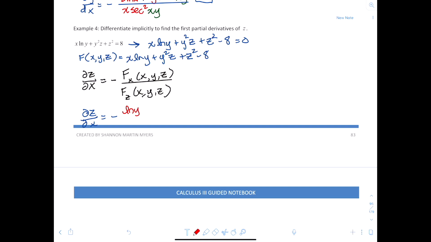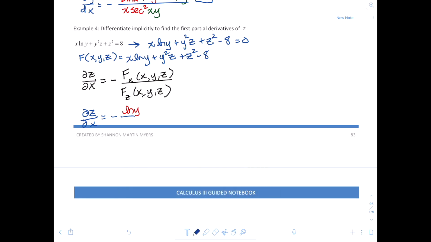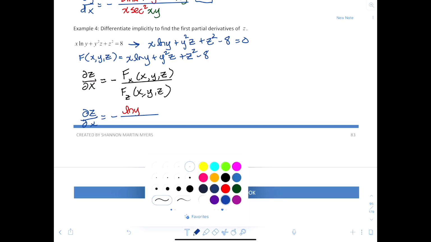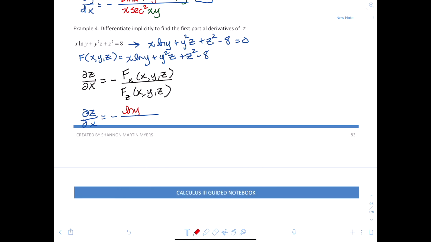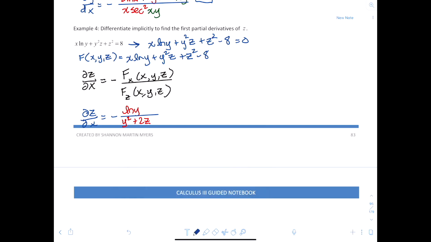And so then we will have in our denominator, treating x and y as constants, the first and the last term will zero out, and then the second term will just get y squared, and the third one will have plus 2z. Cool? And that's our result. We don't really need to clean that one up, so I'll box that one.